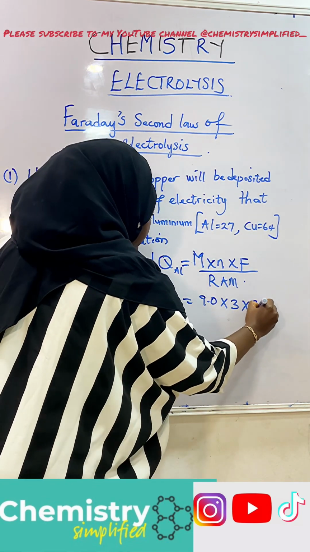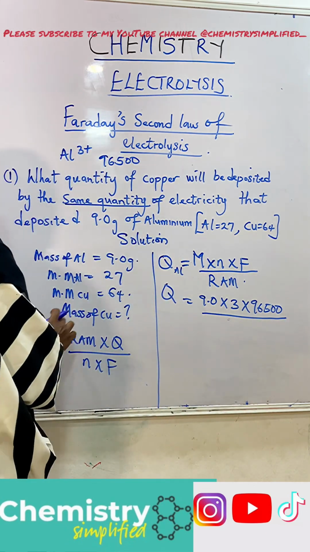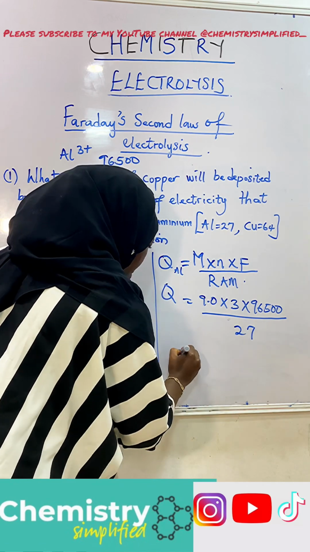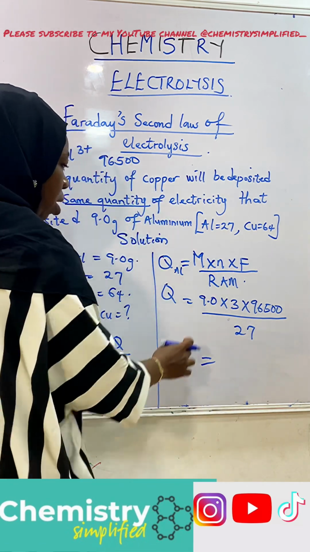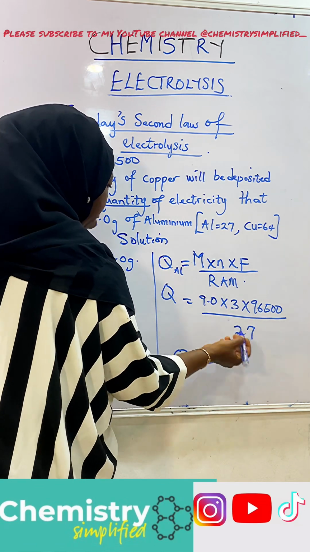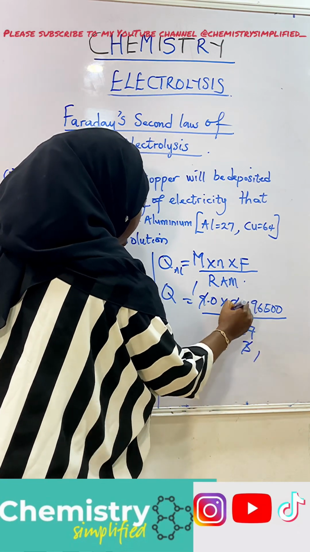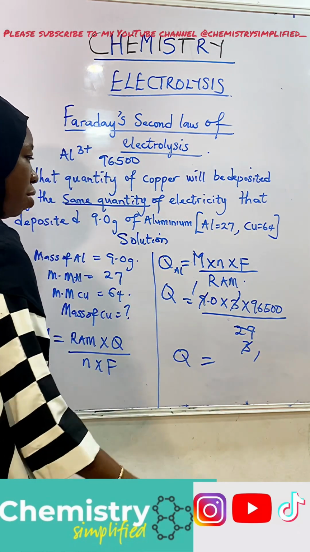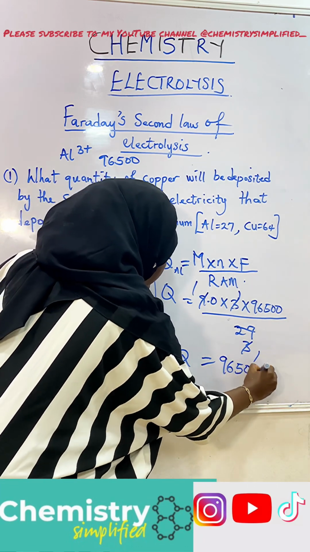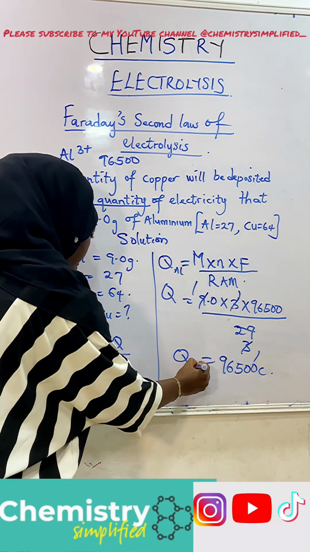So multiplied by 96500 coulombs all over, what is the relative atomic mass or molar mass of aluminium? 27. So what will be our Q now? Our Q will be what? 9 times 3 here is 27, right? And this is 27. So we can say, or better still, 9 here, 1, 9 here, 3, right? 3 here, 1, 3 here, 1, right? So eventually, our quantity of electricity is 96500 coulombs. So we've calculated for the quantity of electricity of aluminium.